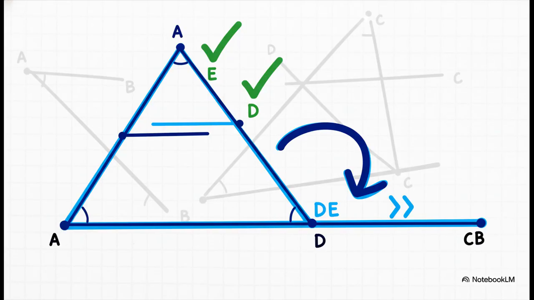So, looking at this pattern, let's say we know two things. That point E is the midpoint of side AB, and point D is the midpoint of side AC. That's it. That's all we need to know. We don't need any numbers, no coordinates, nothing. The midsegment theorem just lets us say with 100% certainty that the line DE has to be parallel to the line CB. It's an incredible logical shortcut.